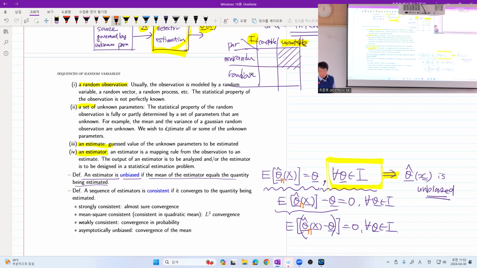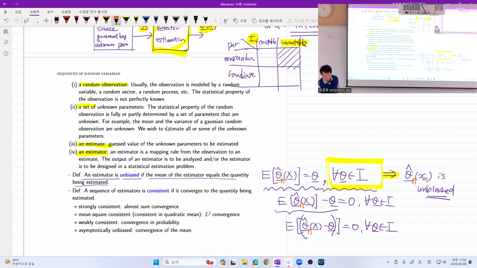In that case, this nth estimator is unbiased, right? Or you may have the entire sequence of estimators parameterized by n be unbiased. Got it? So be careful.